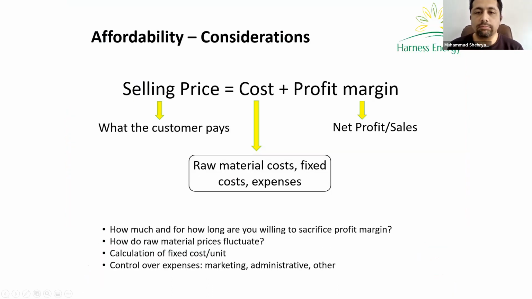Just a basic accounting formula that I've made to make things clearer. When you sell something to a customer, there is a cost involved in it, which has multiple parts, and then there's a profit margin. I was just looking at the chat.